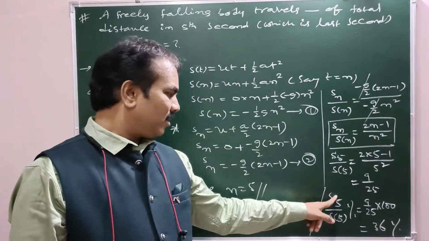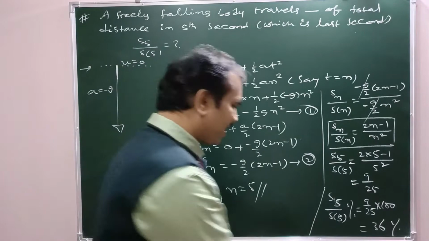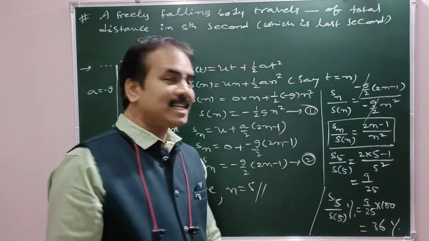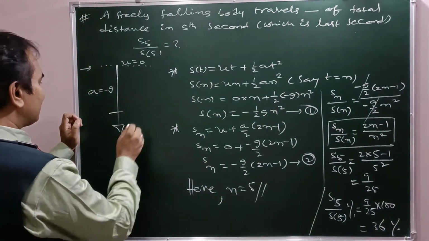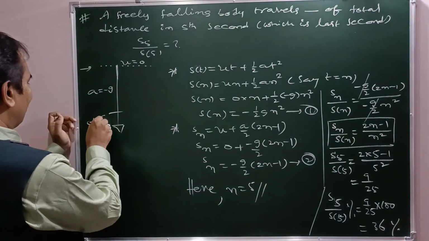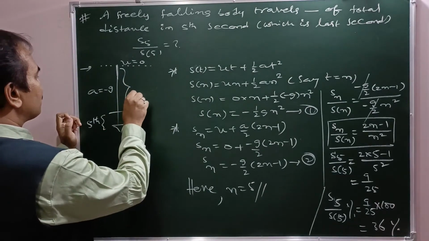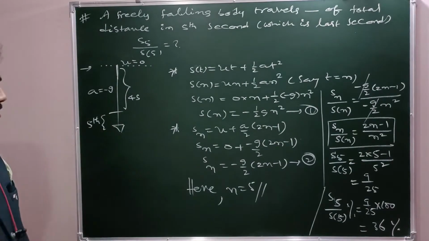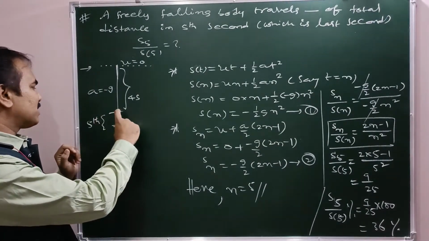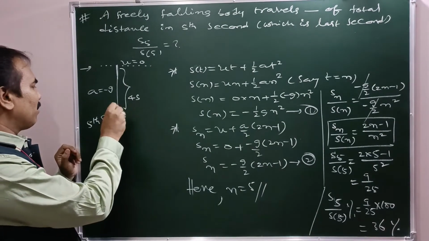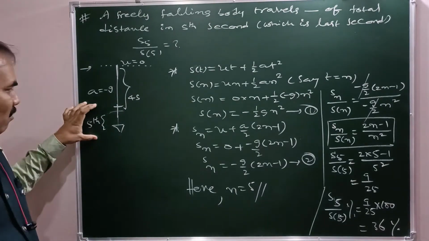Distance covered in the 5th second divided by distance covered in total 5 seconds is equal to 36 percentage. Means if this is the 5th second, this is total 4 seconds. See, total 5 seconds. From here to there, time elapsed is 4 seconds. This is the distance covered in the 5th second, in the sense 1 second only.